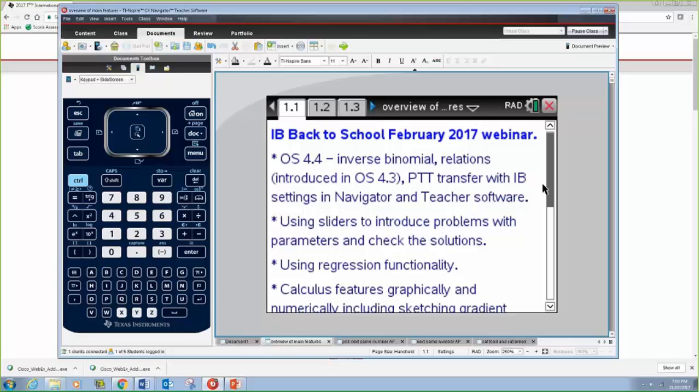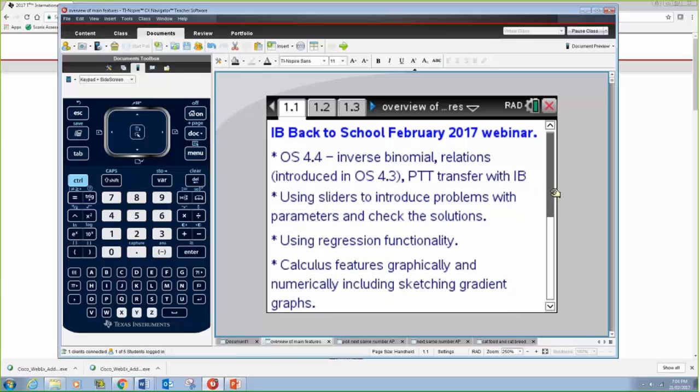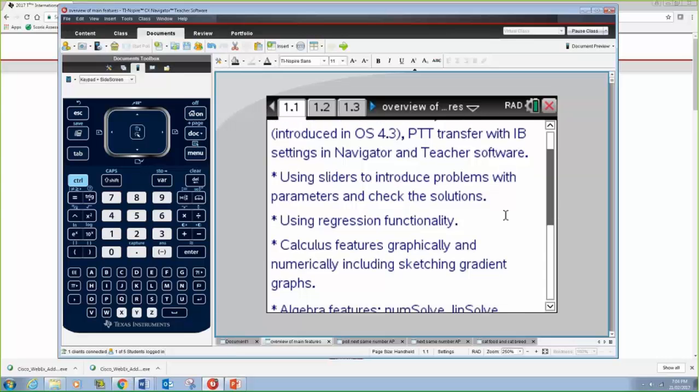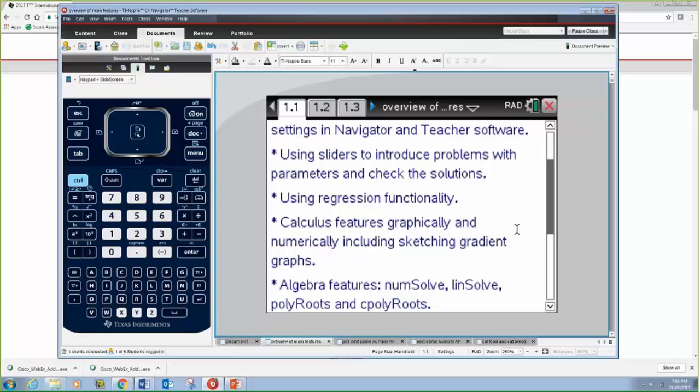So what I planned for today is talking about how to connect to Press2Test via Navigator and Teacher software, and it can be done either wirelessly or via docking station. Then we'll look at using sliders to introduce problems with parameters and how to check the solutions, using regression functionality for some basics, equations, and maybe for weaker students like in studies, that's very helpful as they always have calculators.